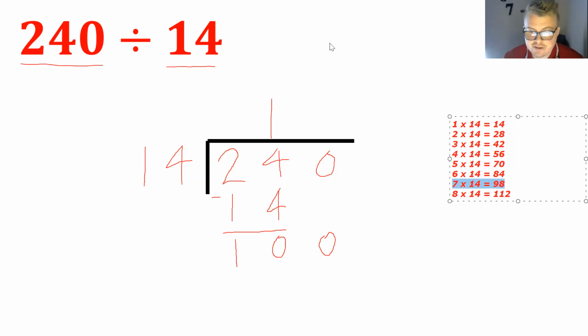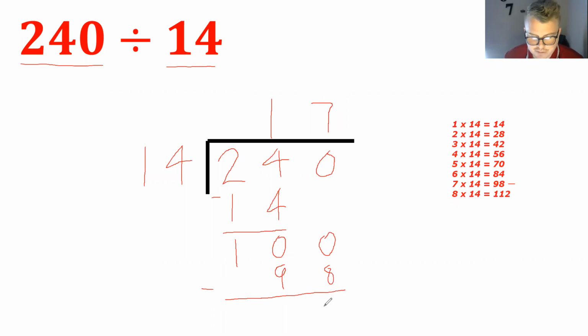So it goes in 7 times, so I need to write that above the 0. Now the number that we landed on, the 98, this is the number that I need to bring down underneath the 100. So 9, 8. And once again, I subtract the 98 from the 100, and that's going to give me 2. Okay, so now I'm left with 14 going into 2, which obviously doesn't work. 14 is much bigger than 2. There are no other numbers to bring down, so this is my remainder. So the answer to this question is 17, remainder 2.